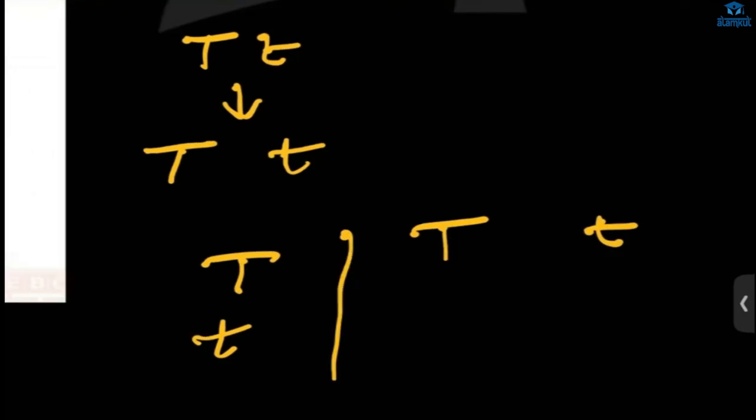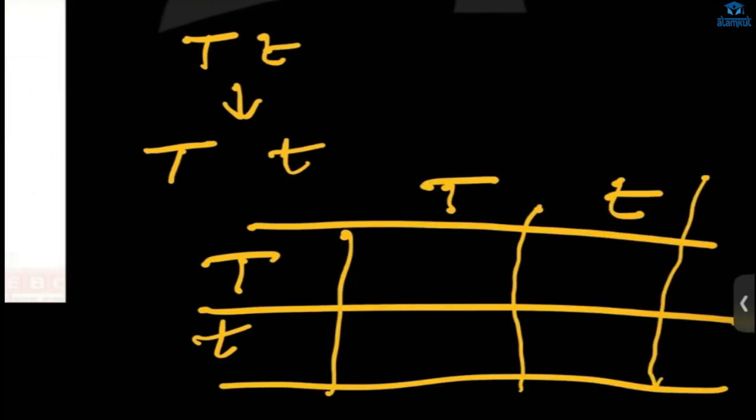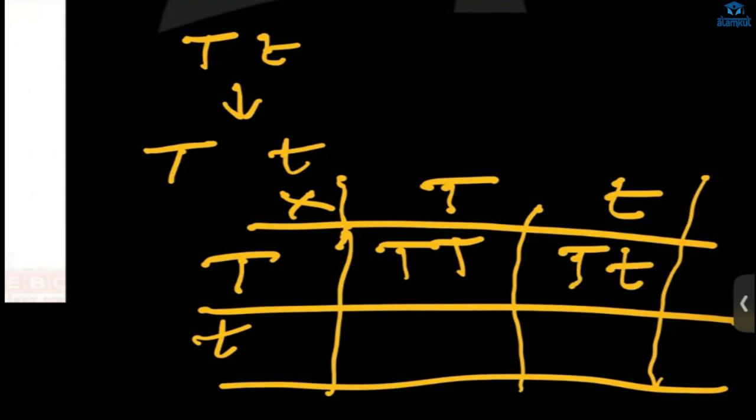Okay, checker box. Let's do this. Here, like this. One cross this, Shazan. First will be two capital T's, then one will be capital T, small t, then again capital T and small t, and then two small t.